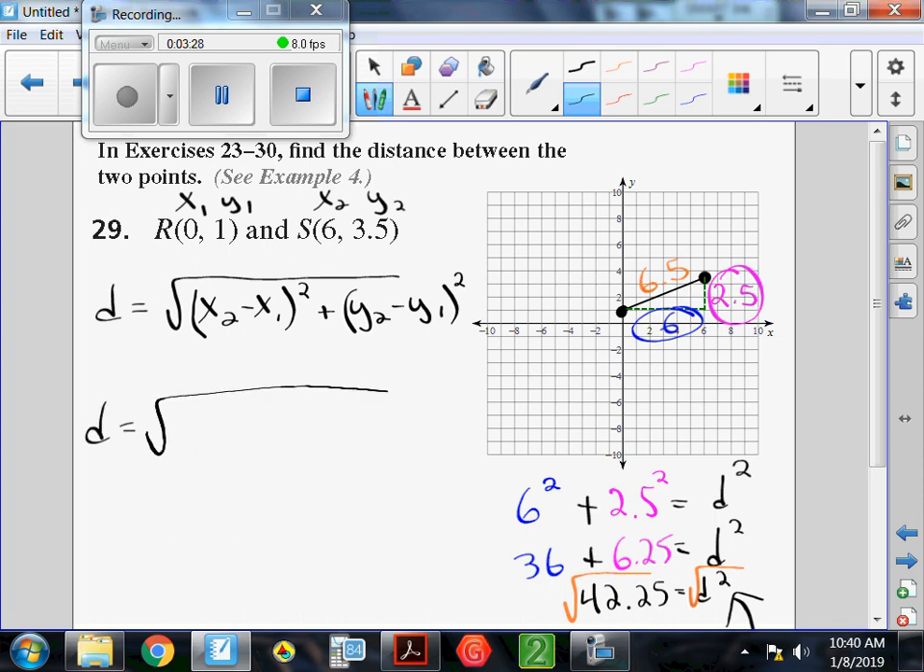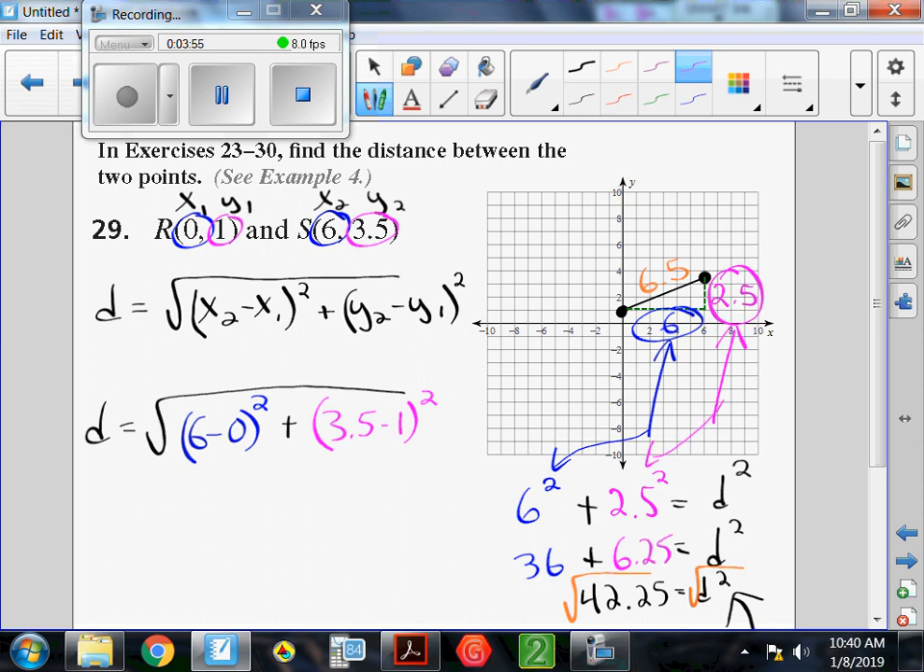So my distance is equal to x2 minus x1, so 6 minus 0 squared, which is going to give me that 6 squared value. And then the y value is equal to 3.5 minus 1 squared, which is going to give me that 2.5 value that we're going to use, or that we did use in the Pythagorean theorem. So the distance is equal to 6 squared plus 2.5 squared.